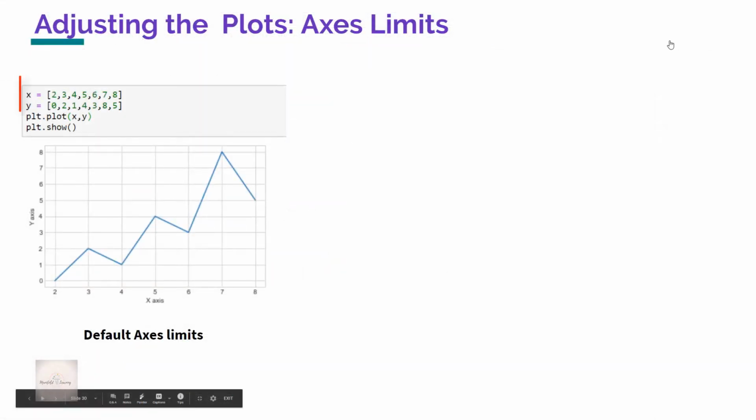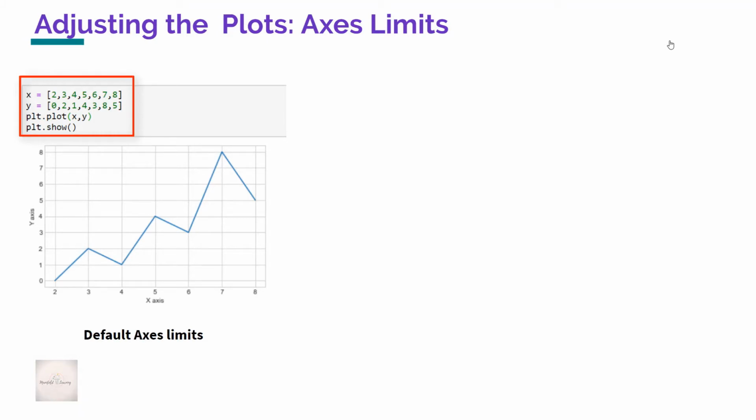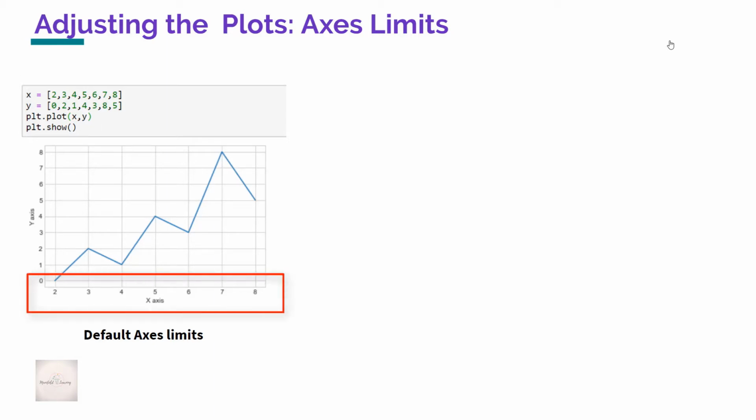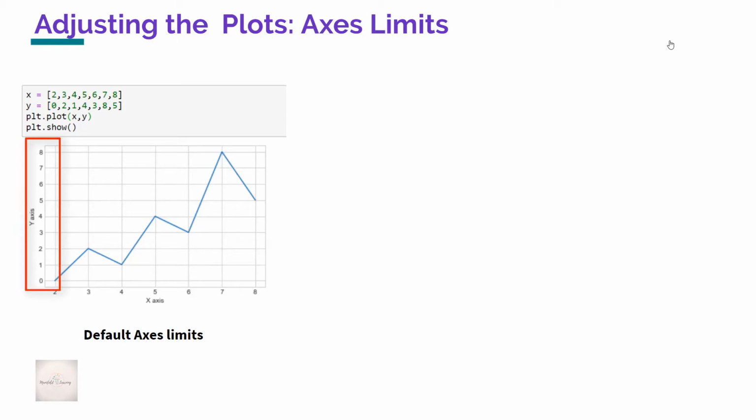Now, if you observe this code, here we never mentioned the limits for the x-axis and y-axis. But still, if you observe the plot, the x-axis limit ranges between 2 and 8. This is because the minimum value in x is 2 and the maximum value is 8. Hence, that's the reason Matplotlib chose the default x-axis limits between 2 and 8. In the same way, it has done the job for the y-axis too.